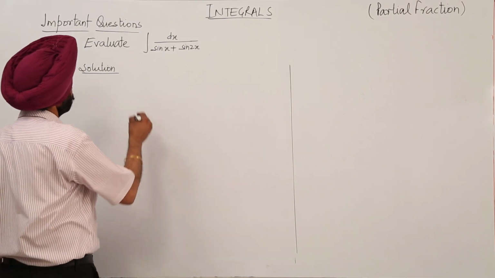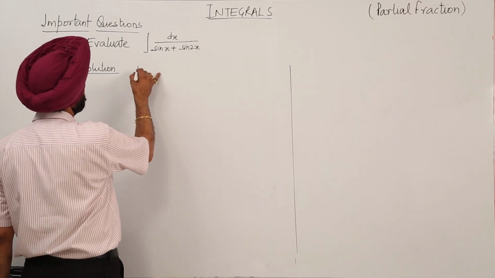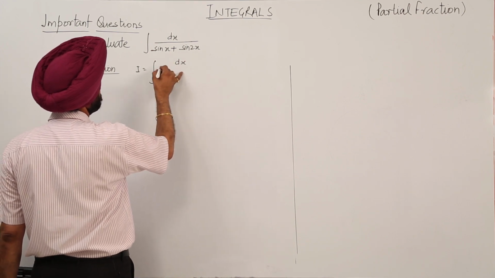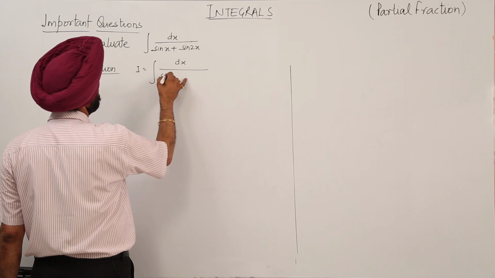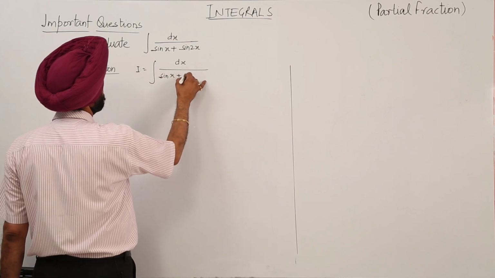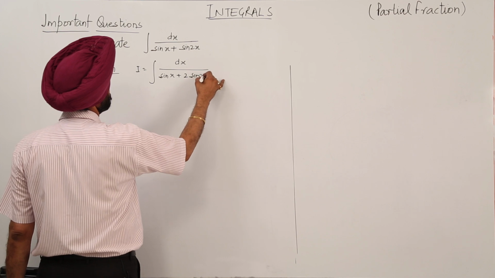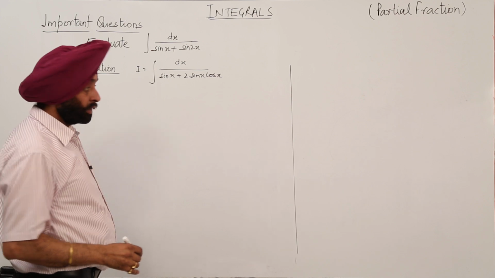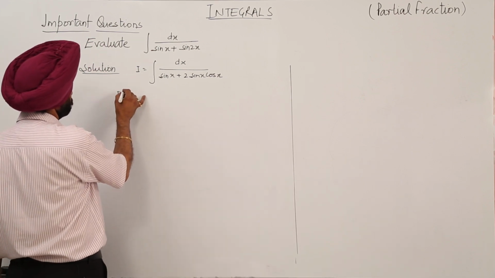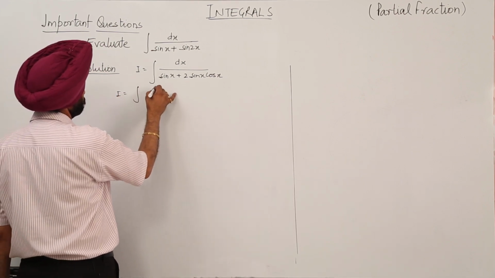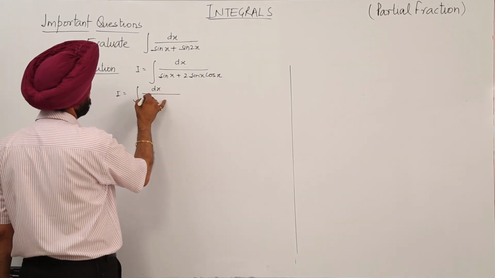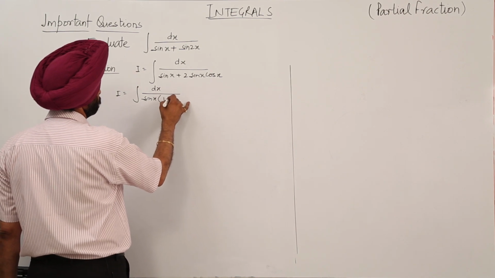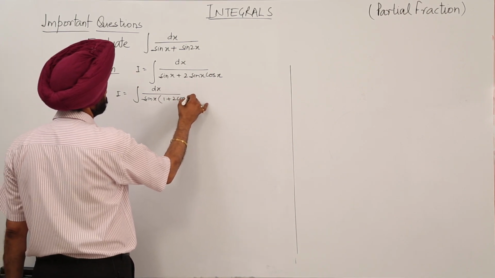Important question. Okay. So we are having now, we can write it, integration of dx upon sin x plus 2 sin x cos x. Then sin x times (1 plus 2 cos x).